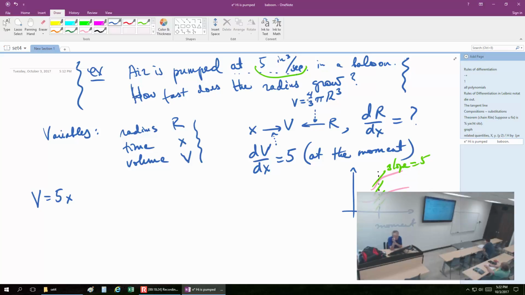And for the other function, we have only the derivative. Okay, so the setup is done. This is the translated version of our problem.